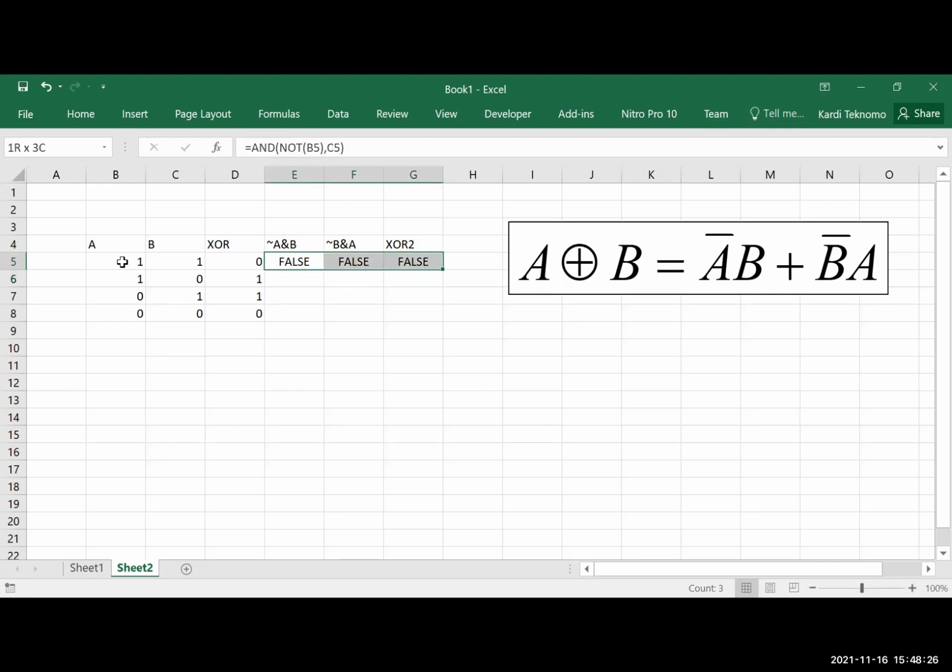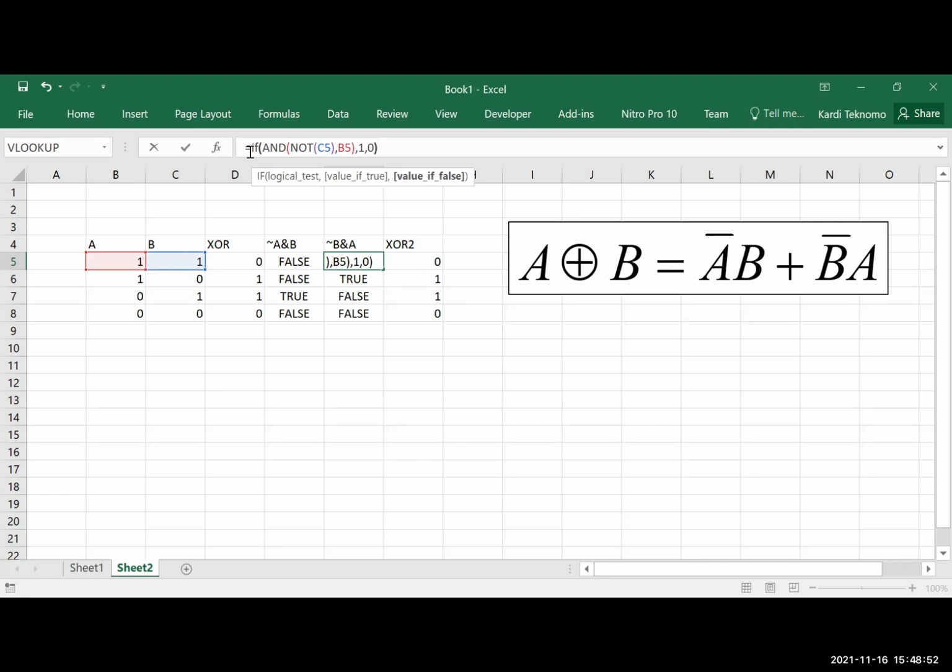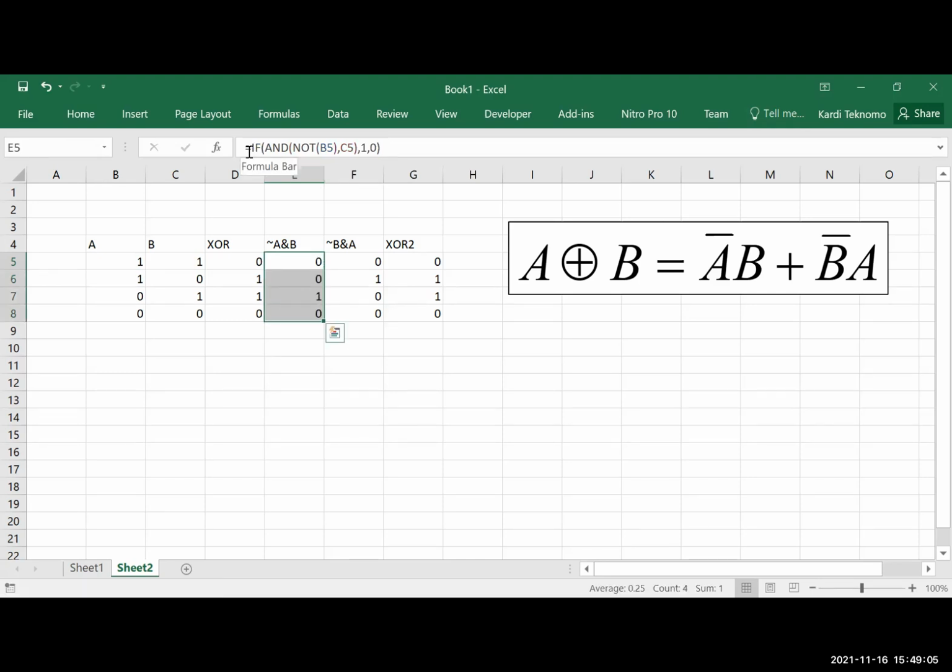So I just copy this and put it down. Oh, I got that value. Exactly the same, isn't it? False, true, true, false. If you don't like true, false, you can put IF, then 1 otherwise 0. The same thing here, and the same thing here. So now I have proved that this is actually XOR. The left hand side is the same as the right hand side. In the truth table, when we have the same pattern of output for the same input, then they are equivalent.